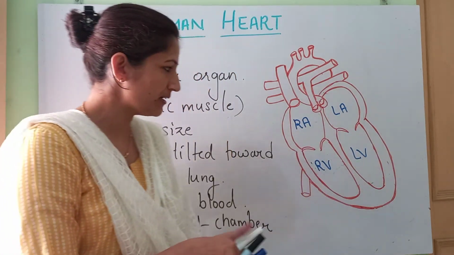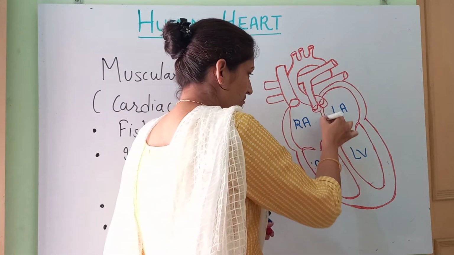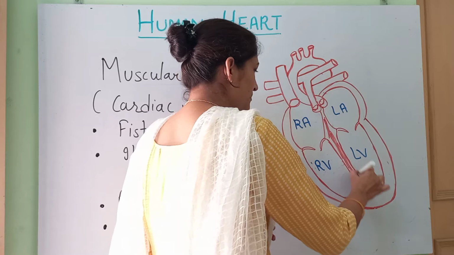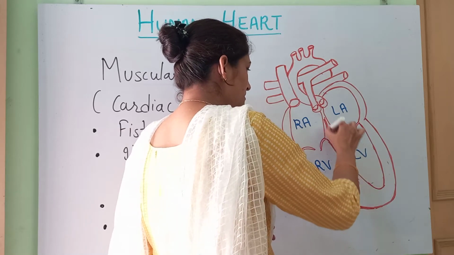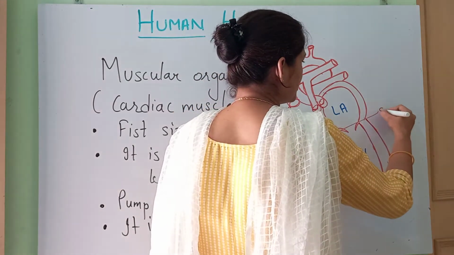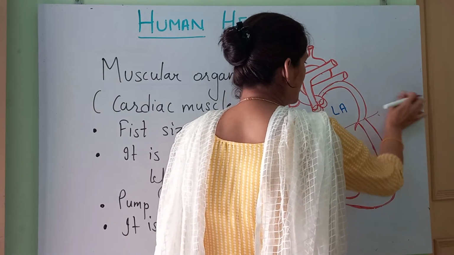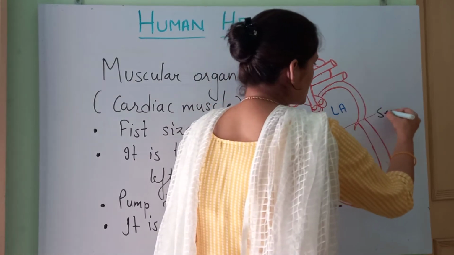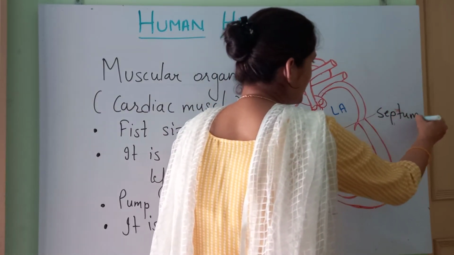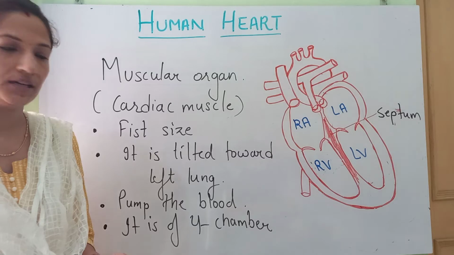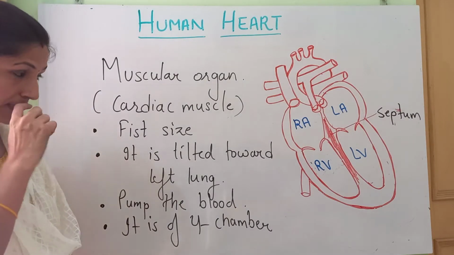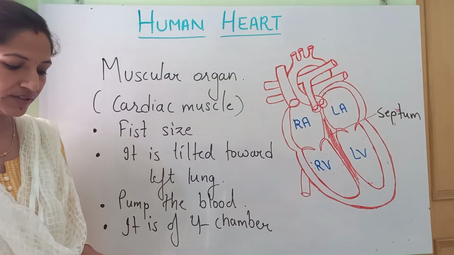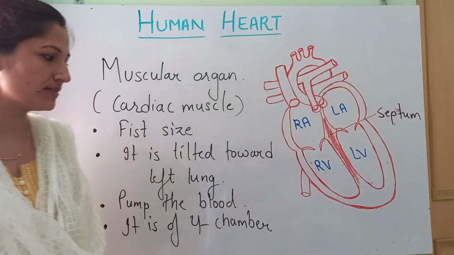These chambers, the left side and the right side, are separated by a partition. This complete partition is the septum. Let's label it, then we'll discuss it. This is the septum, which separates the left and right side of the heart. We'll discuss later which type of blood is present in which chamber, during the working. Now we are only discussing the structure.